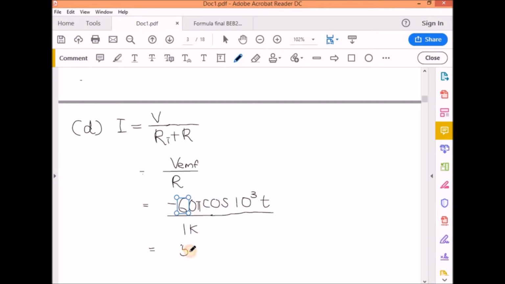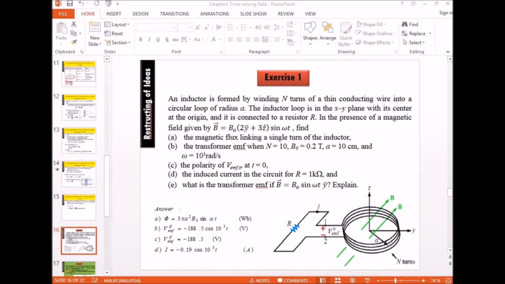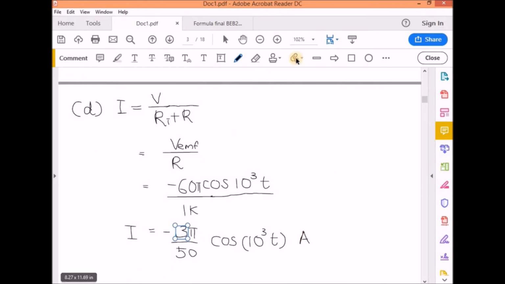So it will be, sorry, it will be 3 pi over 50, yes, over 50. Cos. Okay, this is together. So this one will be your I. What else? Is this okay? Everyone, you can follow? Yes. Thank you, Ampere.